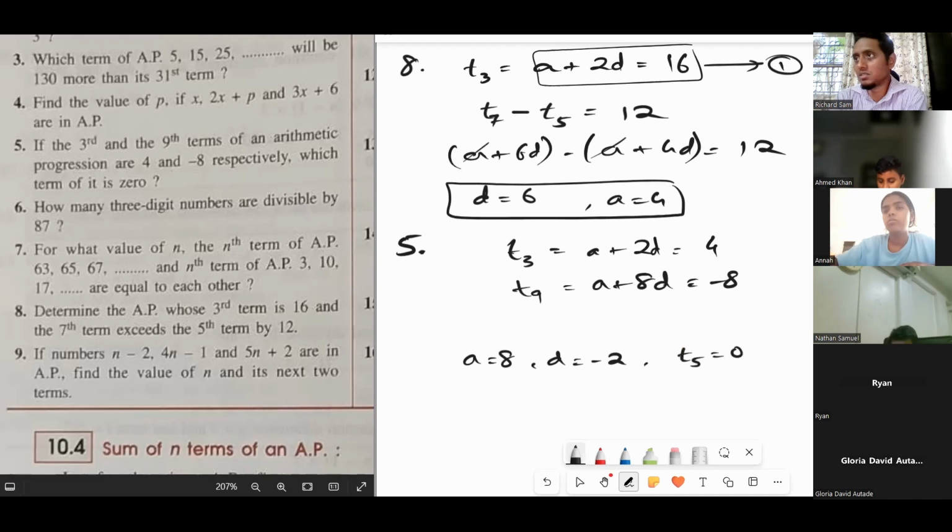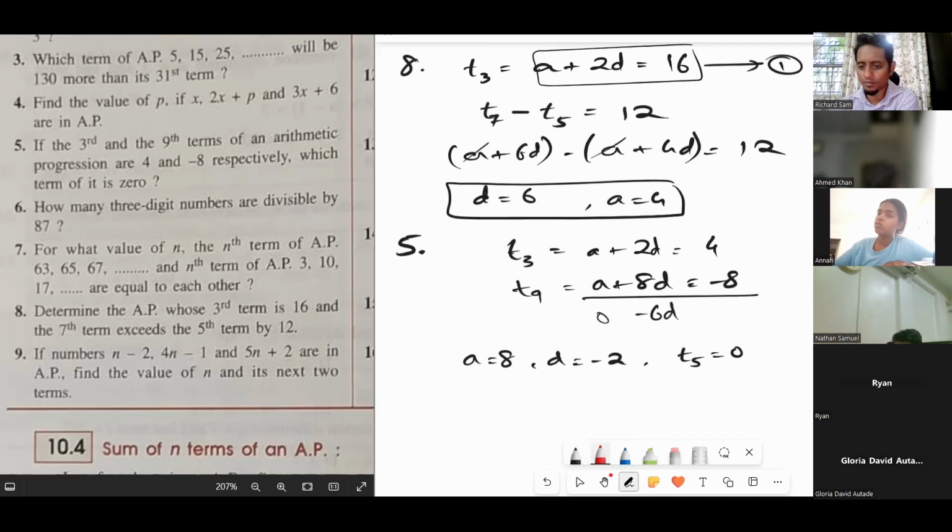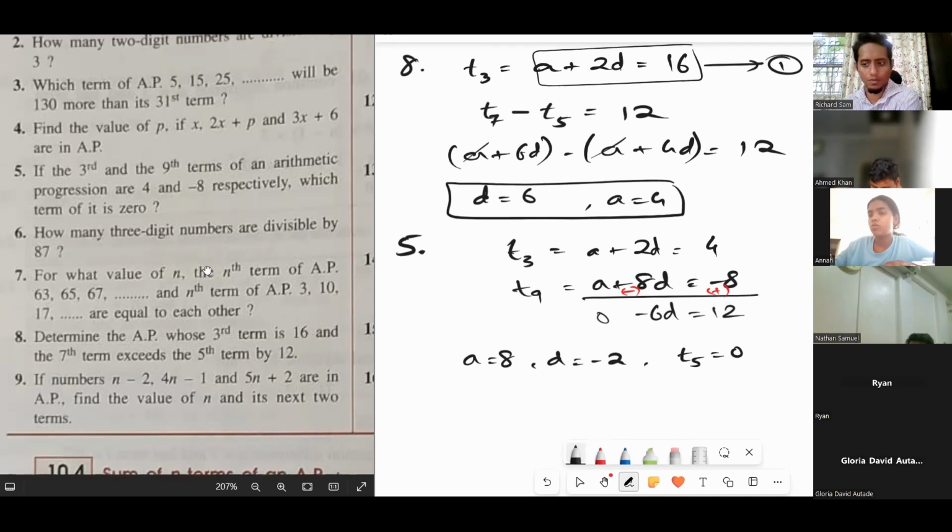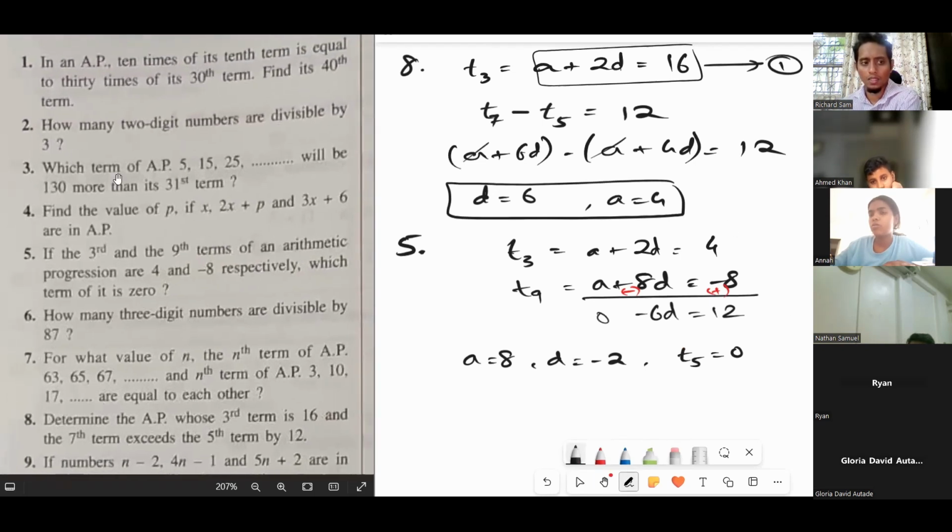Leah, did you get the answers? You have to subtract these two, because A minus A will become 0, and 2D minus 8D will be minus 6D, and 4 minus minus 8. So put a sign change. Whatever it changes to, put that in bracket. So 4 plus 8 is 12. So D is equal to minus 2. Okay. Anna, question 5, the fifth term is 0. Yes, you have tried like this. T5 is equal to 0.